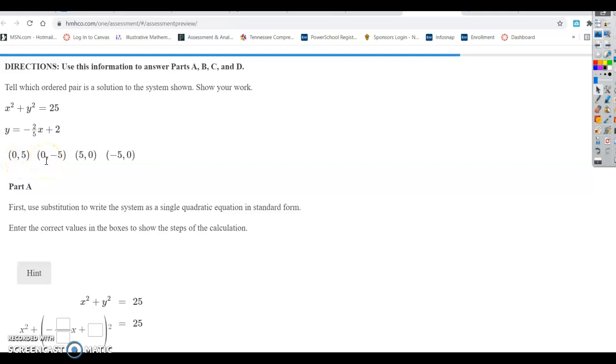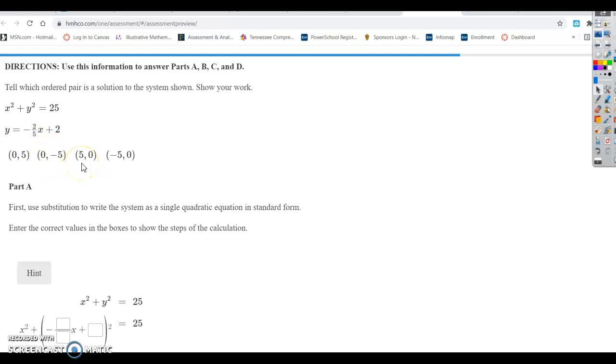0 squared is 0, -5 squared is 25. Plug it in for the second one. That becomes -5 times negative, which becomes positive, 10/5, which is 2. 2 plus 2 equals 4, not 0.